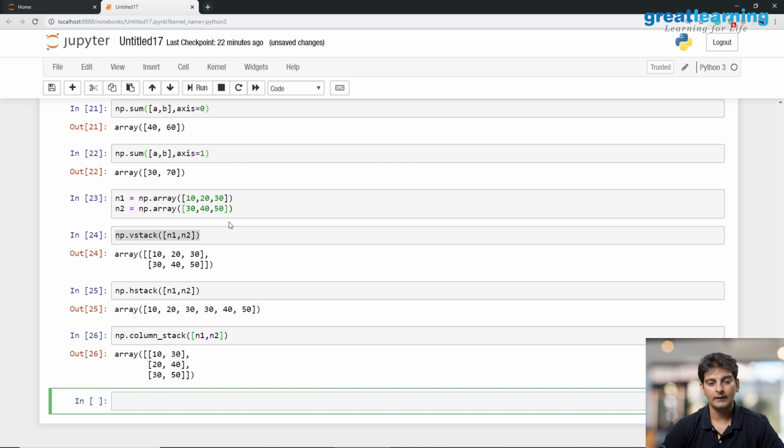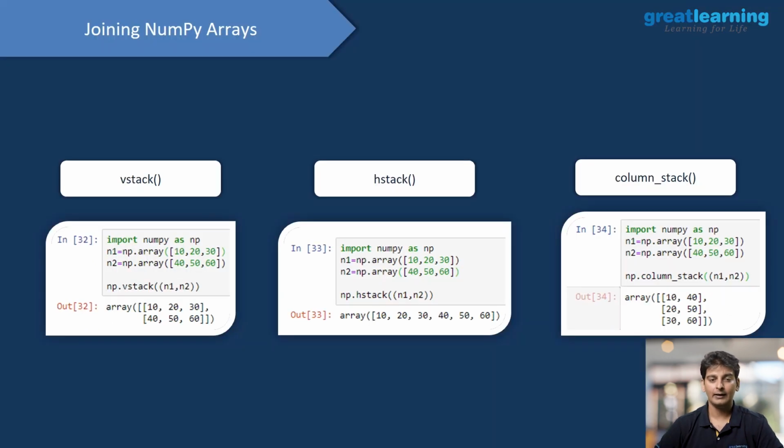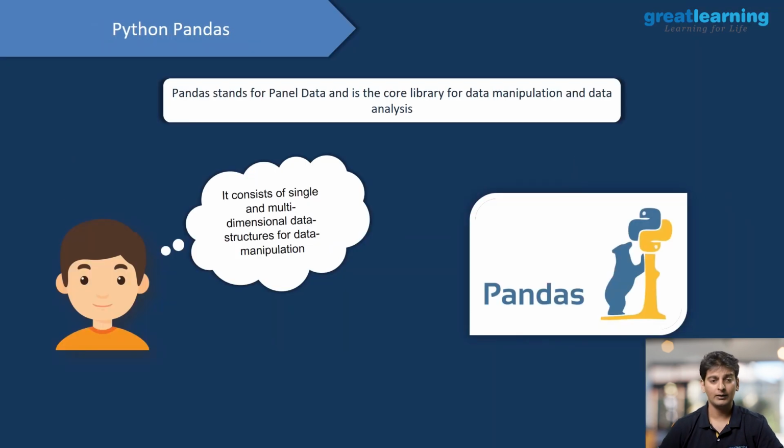And I have taken these two individual single dimensional arrays, so 10, 20, 30 and 30, 40, 50, and I have stacked them column wise to create a two-dimensional NumPy array. Right, so this brings us to the end of this NumPy module. Now let's go ahead and work with another interesting package in Python, which is Pandas.